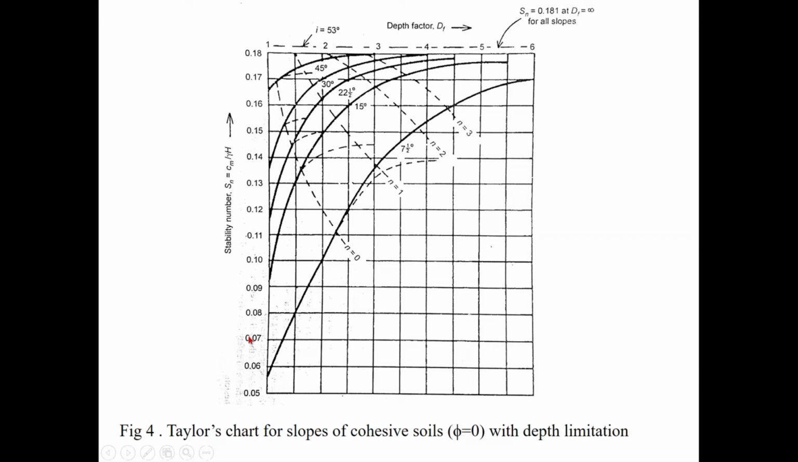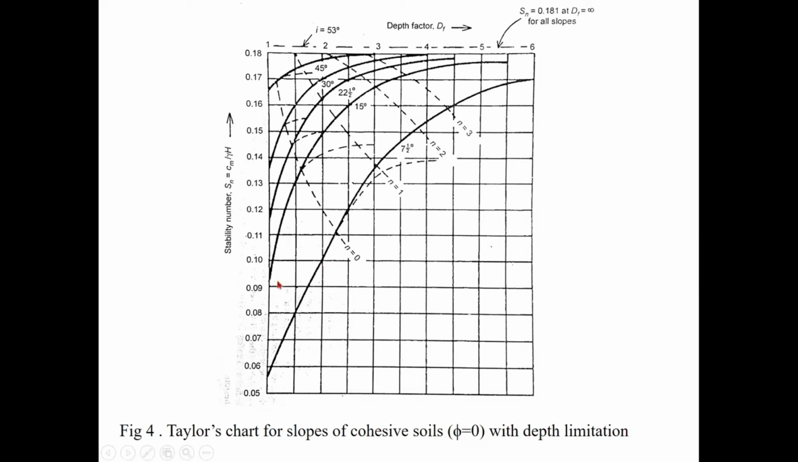0.1, right? So here, where is 0.1? This is 0.1, right? This is the line for 0.1. And what is my depth factor here? So for a depth factor of 2 and a stability number of 0.1, what will be the slope angle? 7.5. Its exact answer is 7 degrees. Okay, so something around 7 degrees, 7.5. All right, right? 7 degrees.